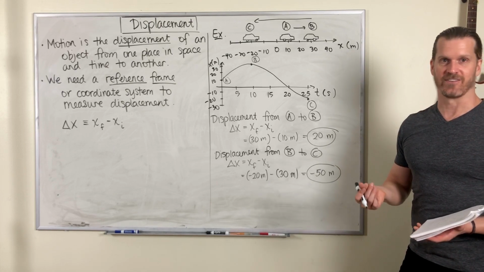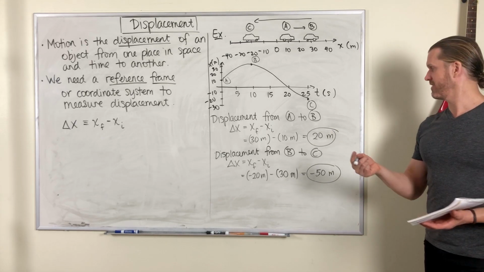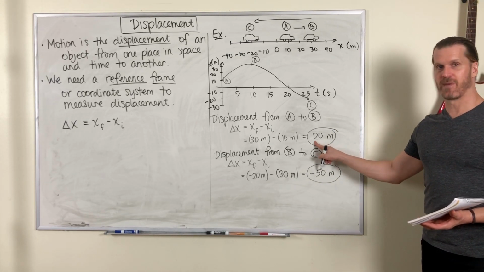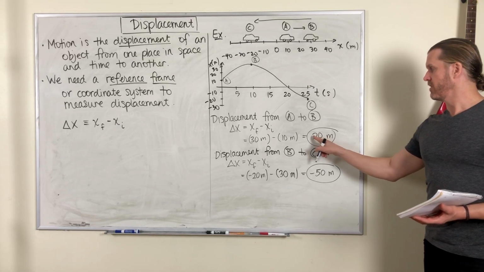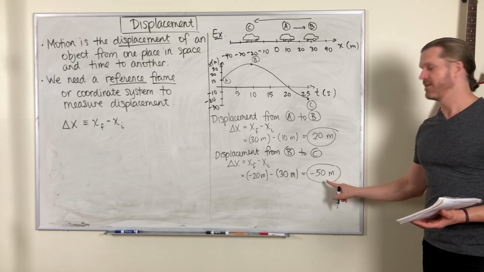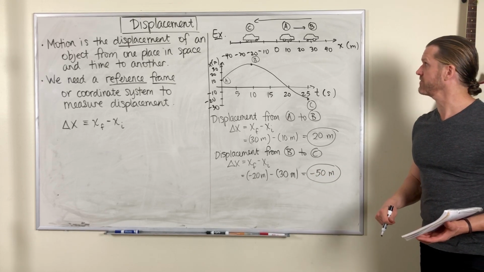Those are vector ideas. This displacement carries a magnitude, a unit, and a direction. 20 is the magnitude, meters is the unit, to the right is the direction. 50 is the magnitude, meters is the unit, to the left is the direction.